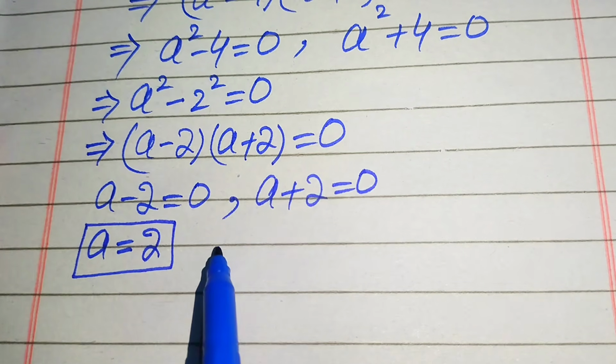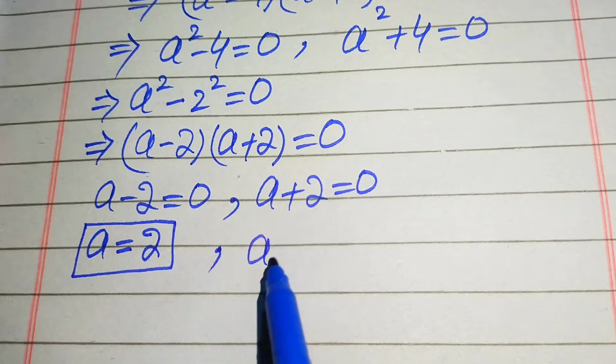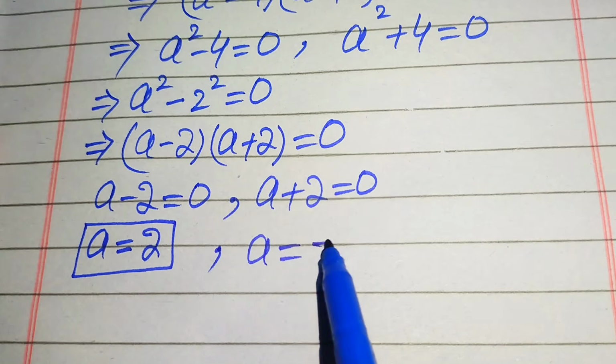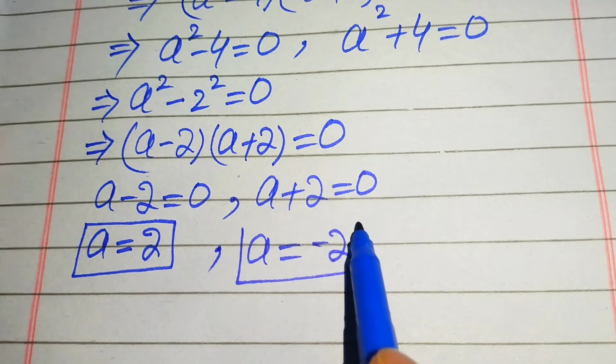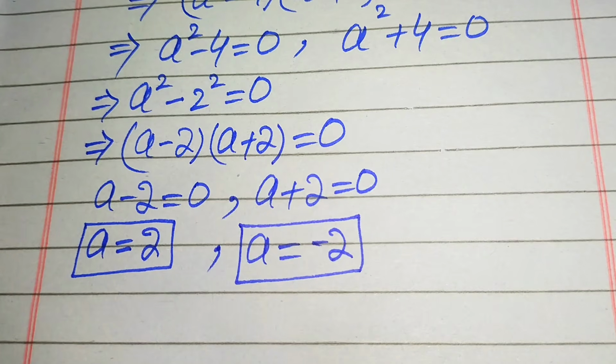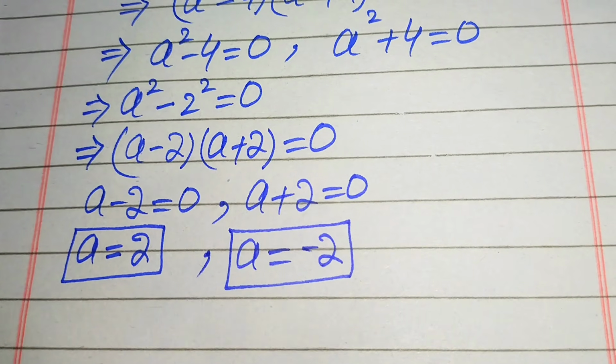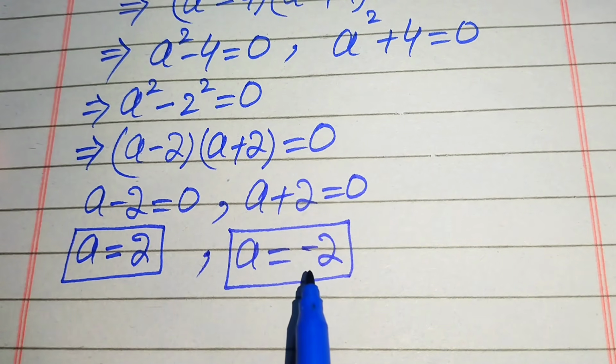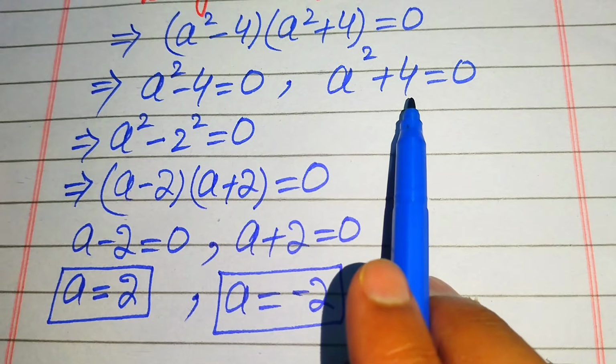From the first case we easily get the value of a is equal to plus 2. This is the first real root of the given equation, and from the second case we move plus 2 to the right hand side and we get a is equal to minus 2. This is the second real root of the given equation. So these are the two real roots, and now we need to copy down the other equation here.